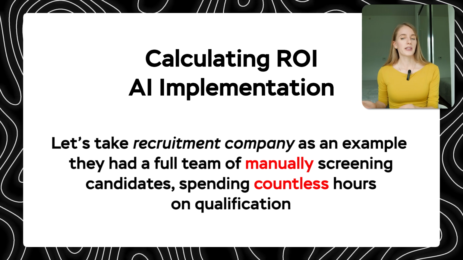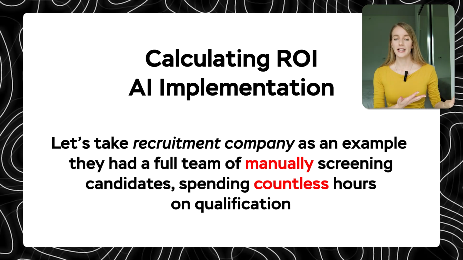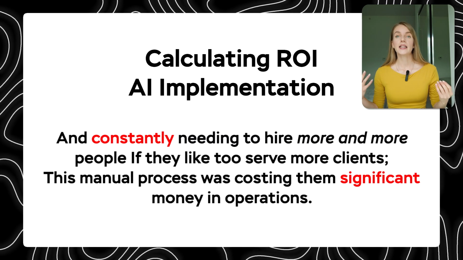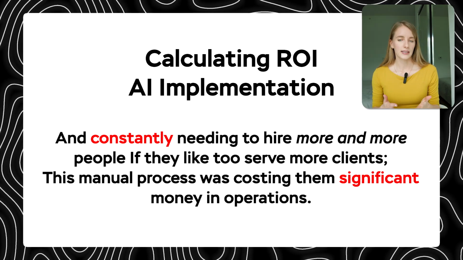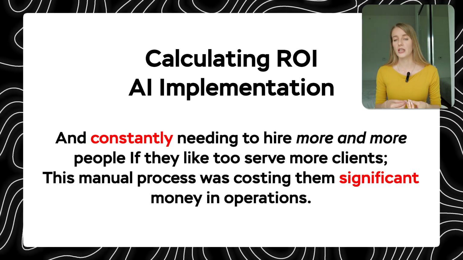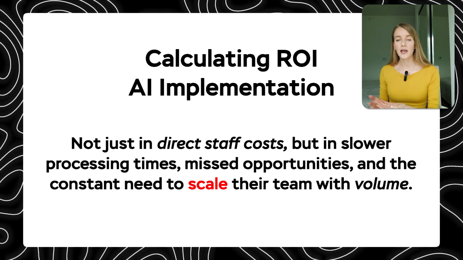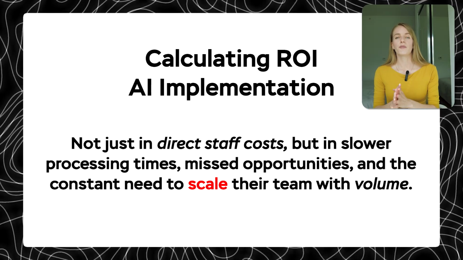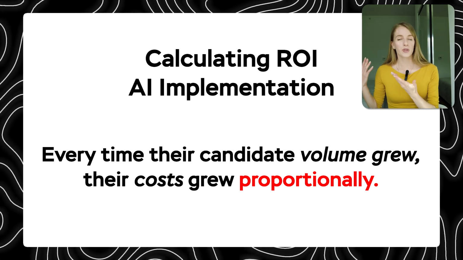Let's take a recruitment company as an example. They had a full team of manual screening candidates, spending countless hours on qualification and constantly needing to hire more and more people if they would like to serve more clients. This manual process was costing them significant money in operations, not just in direct staff costs, but also in slower processing times, missed opportunities, and the constant need to scale their team with volume. Every time their candidate volume grew, their cost grew proportionally.